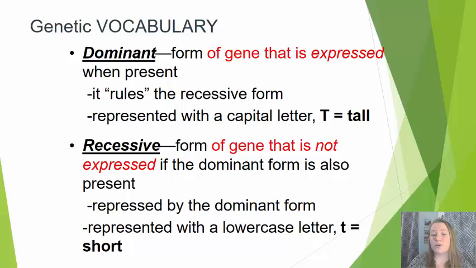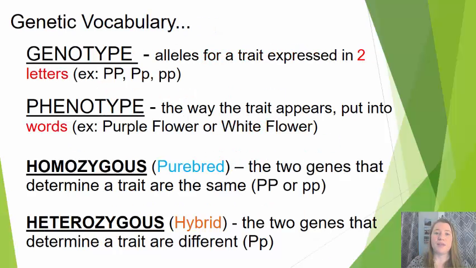The recessive form is a gene that's a little bit more timid. It is not expressed unless there is no dominant form of the gene available. So it is repressed or hidden by the dominant gene, and we represent that with a lowercase letter. Now, we also use these terms genotype and phenotype. We also use the terms heterozygous and homozygous.